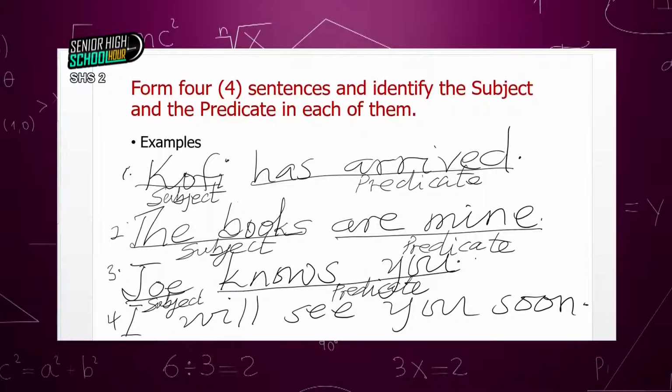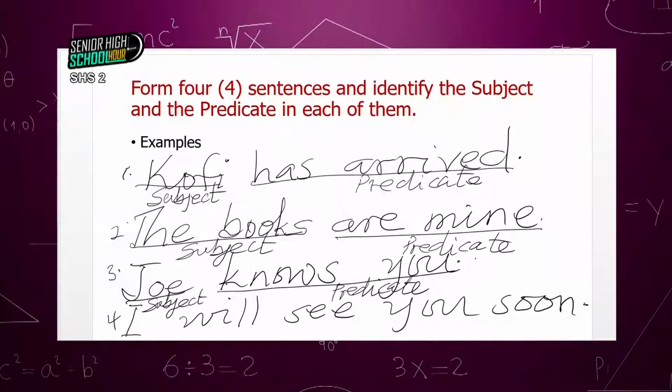And as I said, the subject always has a relationship with the head of the predicate. The verb is knows because Joe is singular, third person. That is why I say Joe knows you. Don't forget that.